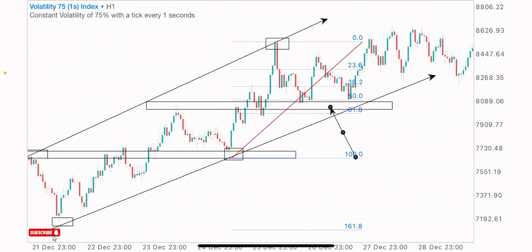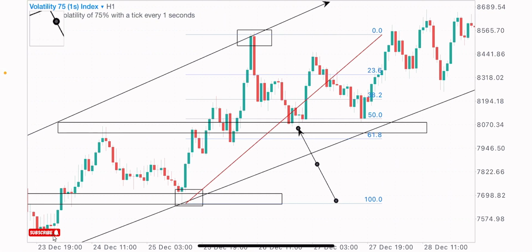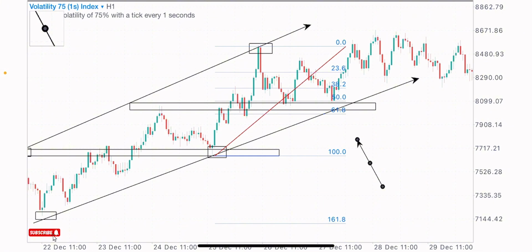Price tested our 50.0 level, which is considered to be a good retracement point as well, and price gave rejections on it and made the buy move to the upside. It still came back to it a second time and bought to the upside. So that's how effective and powerful the Fibonacci retracement 2 can be when used for confirmation of our support and resistance levels or our buy and sell zones.